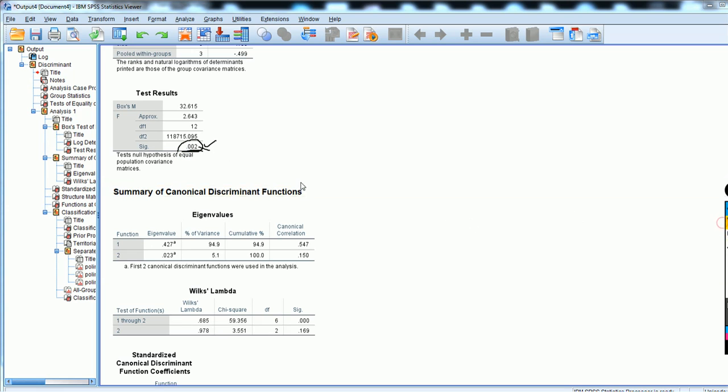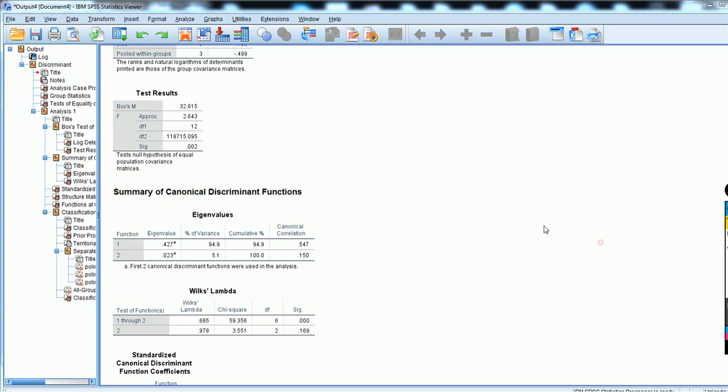We also do want to keep in mind that the assumption, the Box's M test, is impacted by multivariate non-normality among our predictor variables, and it's also affected by sample size. So those are other considerations to keep in mind when you're evaluating whether or not a violation has occurred.